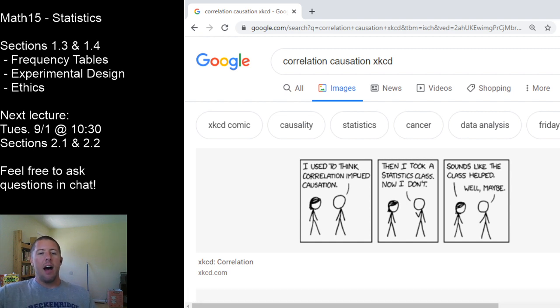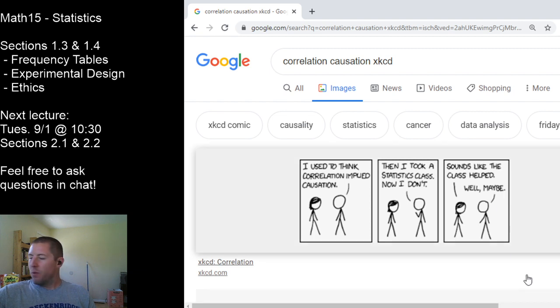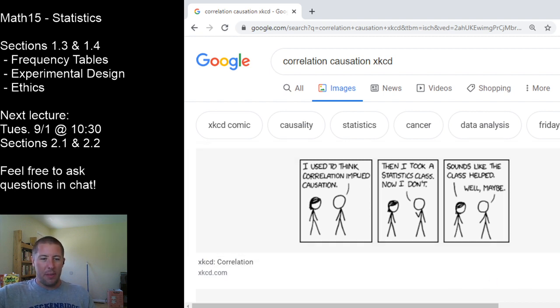I know that's bad. XKCD, by the way, has tons of great math jokes and stats jokes. Very often they will hopefully make you chuckle like this. I'm sure I'll bring up a couple more of them this semester because this webcomic is well known for hitting it on the head for lots of math and science things out there. So correlation, causation, let's not overstate what we know about these things here.